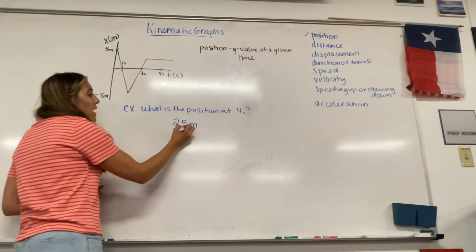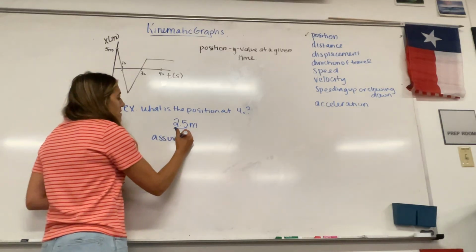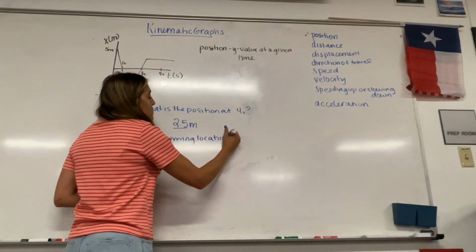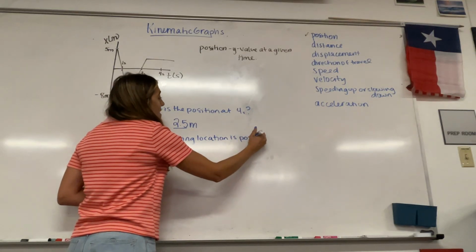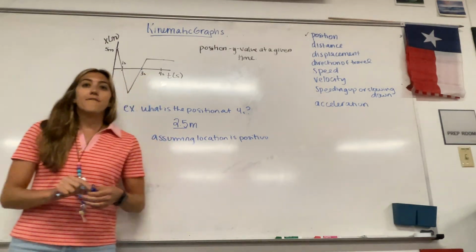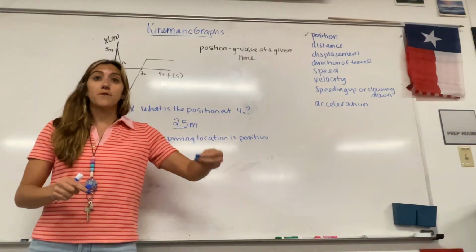You'll notice this is a positive number. If I have a positive number, I am assuming location is positive. I'm not guessing, I don't know, is it positive or is it not? If I write a positive number, I'm assuming I have a positive location.